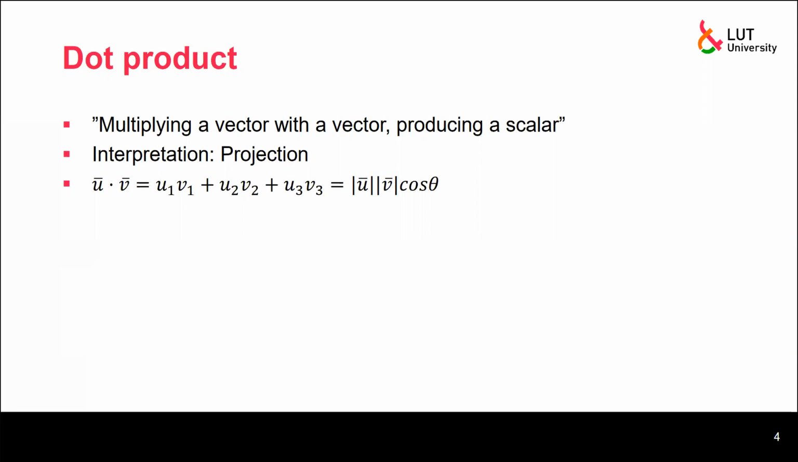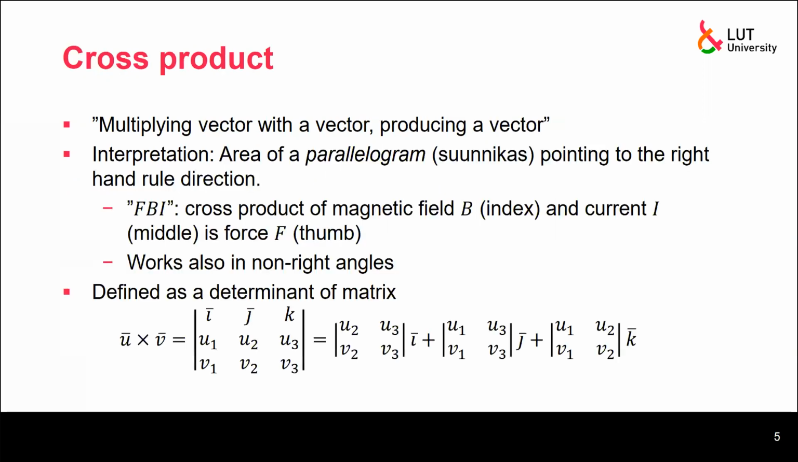Basically from the definition of the cosine. Cross product: we multiply a vector with a vector, and we produce something that is a vector itself. So it is the area of a parallelogram, or in Finnish we call it suunnikas. So I want to draw that.